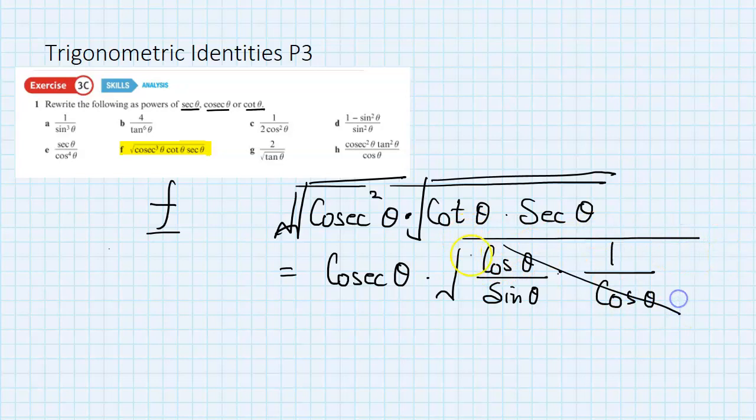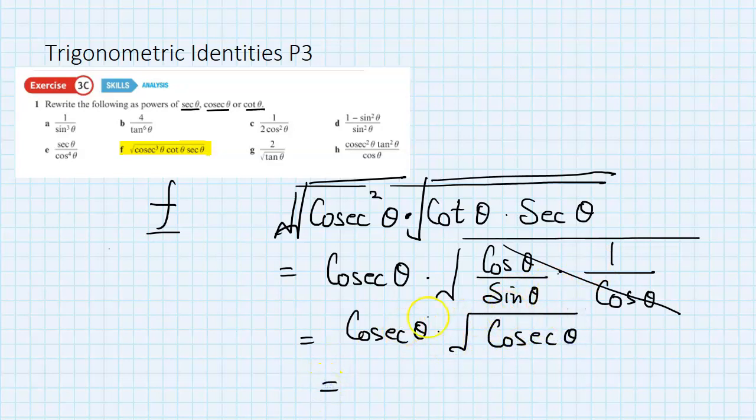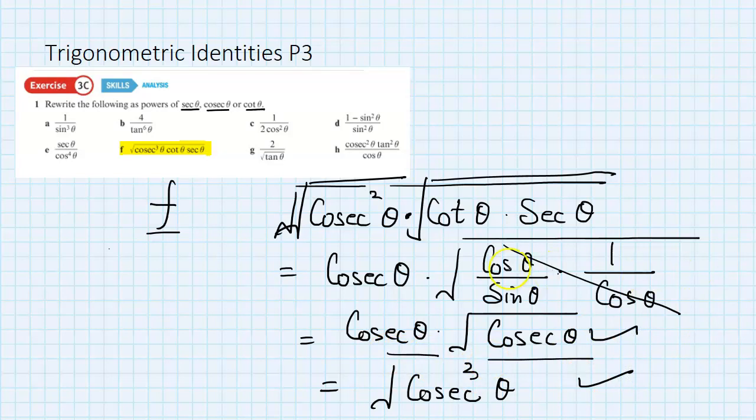We can cancel this cos and cos, so that is cosec theta root 1 over sine theta, which is also cosec theta. So you can write it like this, or you can write it as cosec, because it was the square, cosec square and 1, so cosec cube theta. Either leave it this way or leave it that way. Now let's move to question number 2.